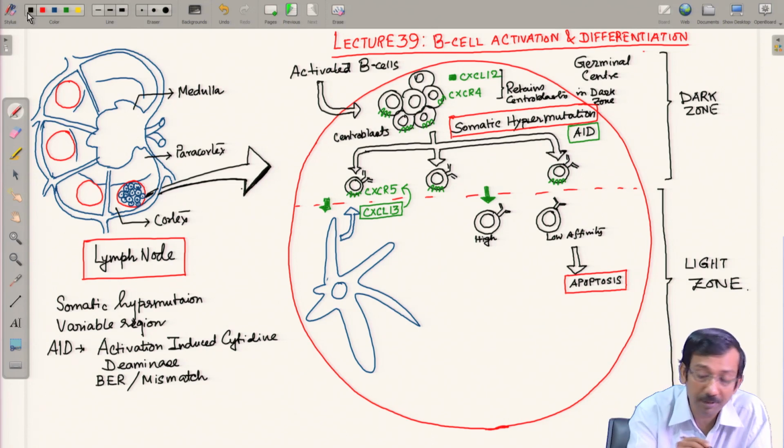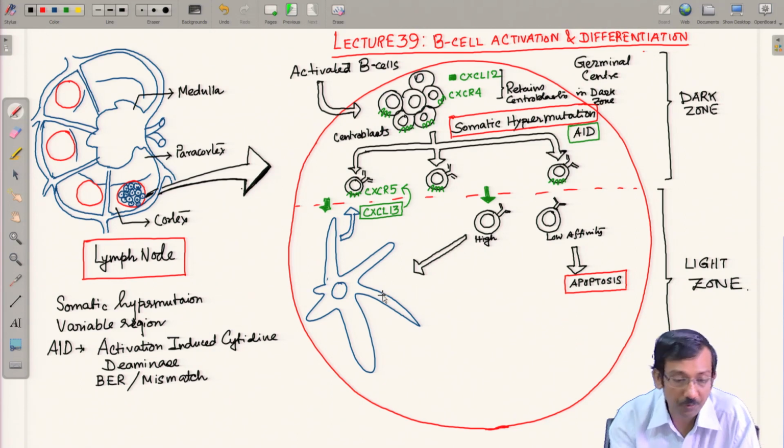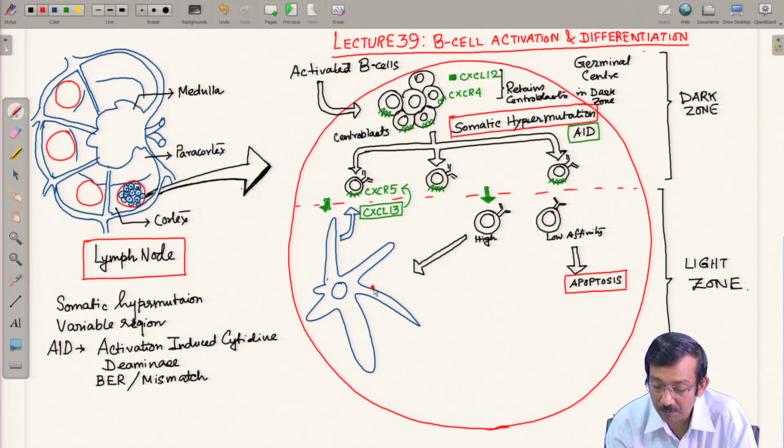Those with the high affinity receptors will now be helped by these follicular dendritic cells. Now what do these follicular dendritic cells do? They adhere these antigens on their surface. So they now display these antigens on their surface. These antigens are present on the follicles on the surface of these dendritic cells. This is the antigen. So now these B cells, these are the centrocytes.